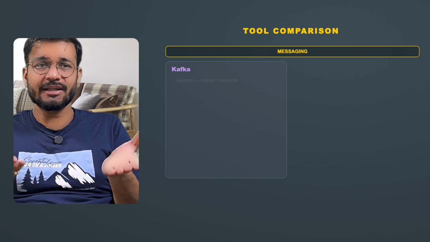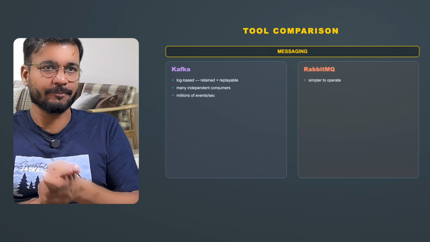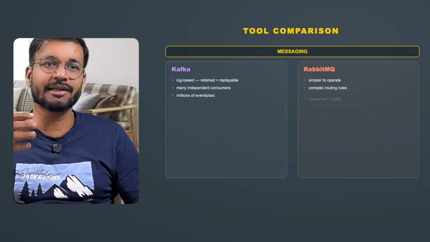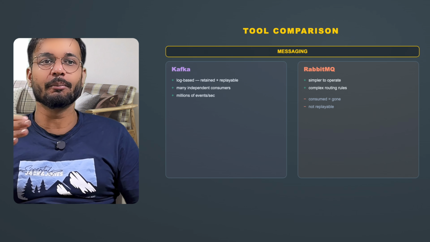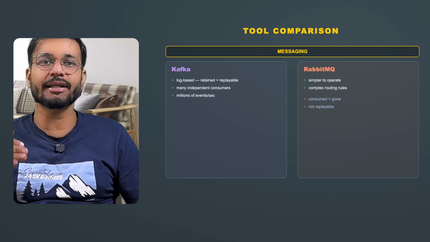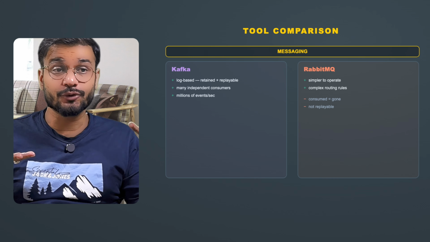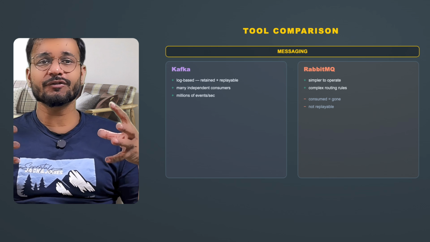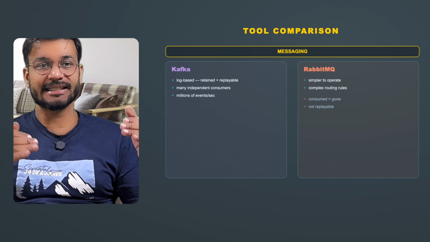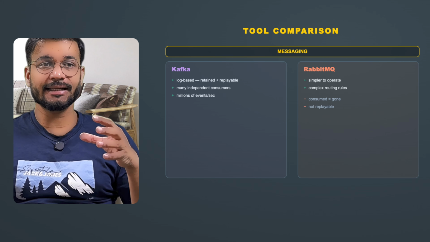Here's a comparison between Kafka and RabbitMQ for event streaming. Kafka is log-based. Events are retained and replayable. Multiple consumers can read the same event independently. It has very high throughput. It is designed for millions of events per second, and it is good for CDC pipeline, audit events, and analytics.